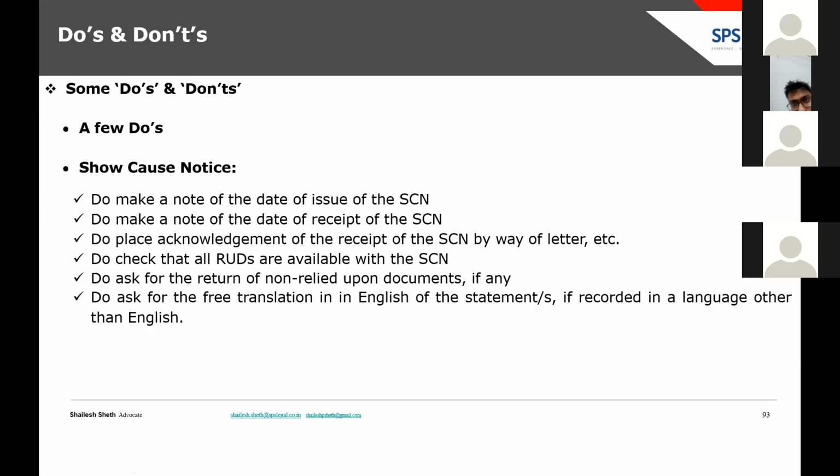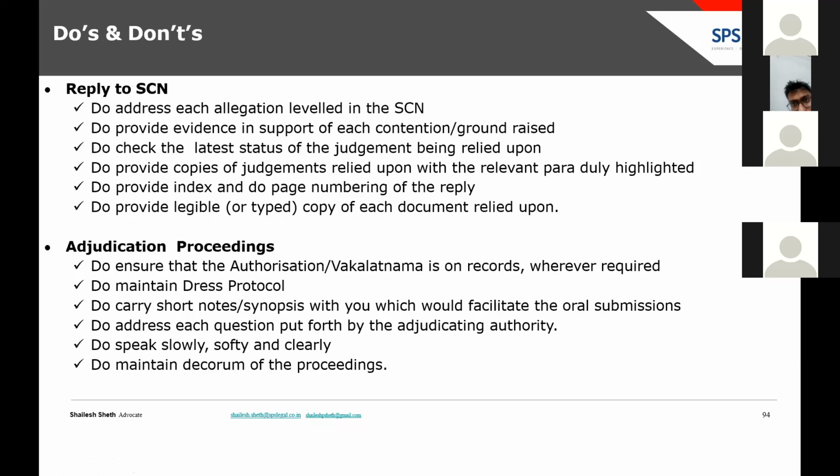So there were some do's of the SOCOS notice. Then there were some do's as far as the reply is concerned. Do address each allegation level in the SOCOS notice. It can be in the first reply or it can be in the second reply. There is no hard and fast rule about that.